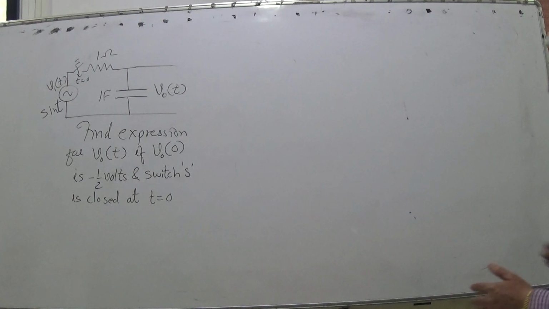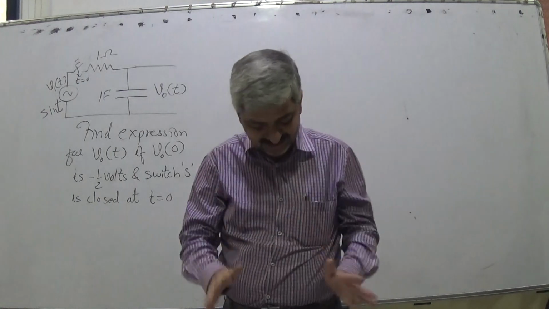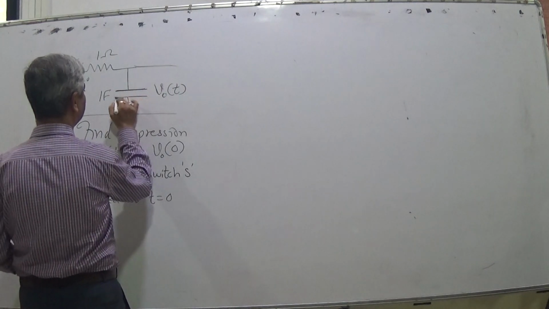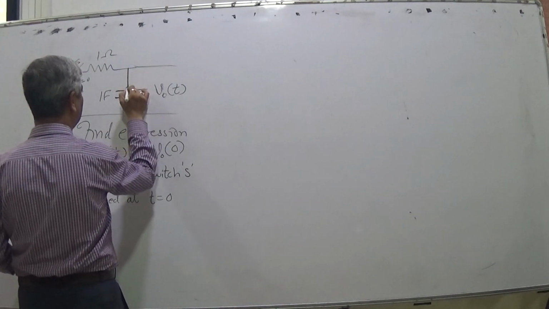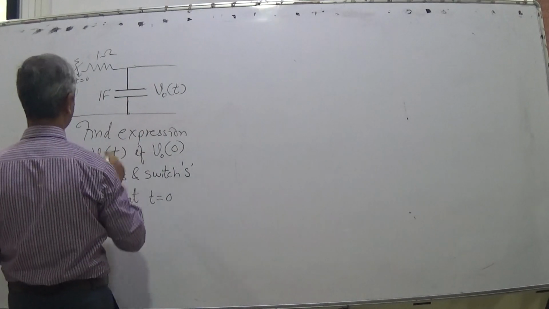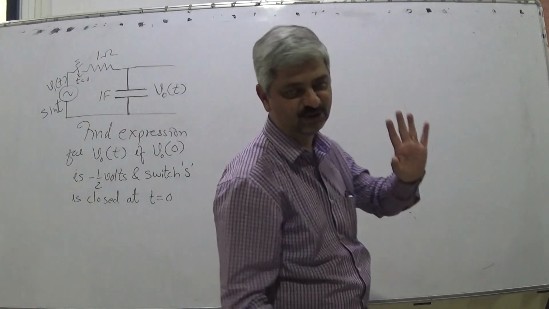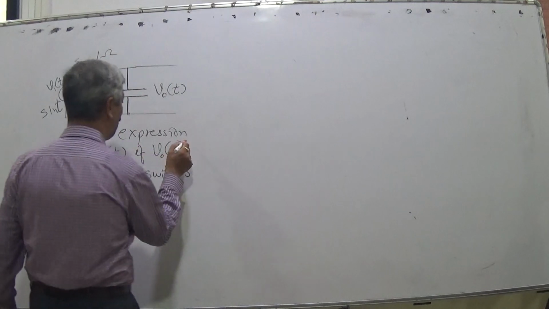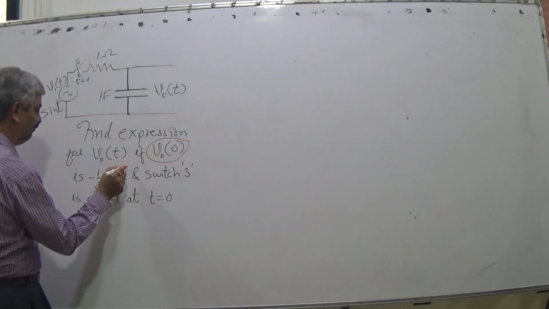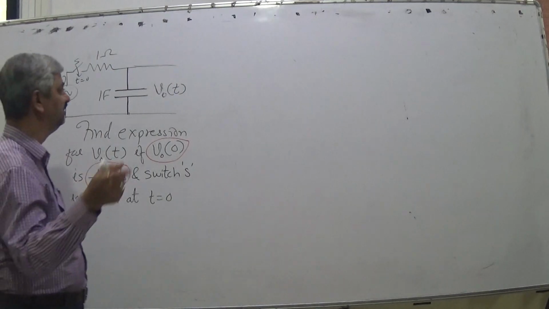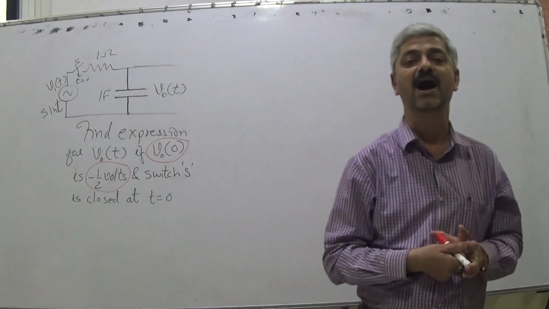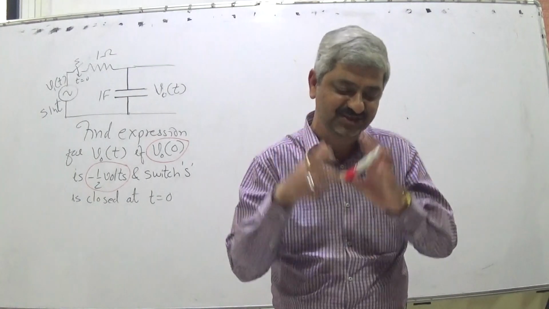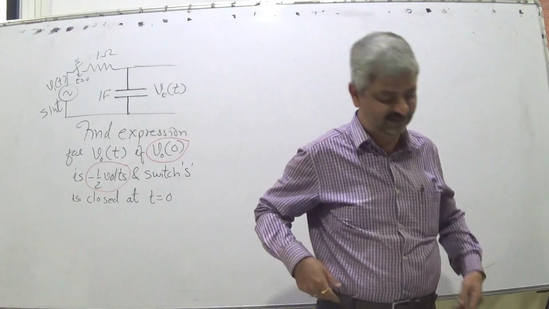Now we continue with the same circuit, same input source, same values of the components, that is a resistance of 1 ohm, a capacitor of 1 farad. Same circuit combination, the switch is to be closed at t equal to 0. The only difference is that VO initially, which was 0 volts, is now minus half volts, and now you will see it brings a substantial change.